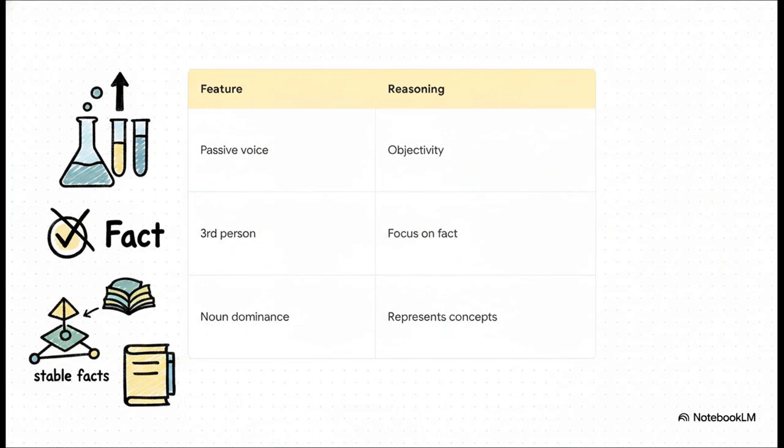Now, what's really interesting here is how we get down to the skeleton of the language. Check out this breakdown. Why use the passive voice? Why write in the third person? Why say it was discovered instead of we discovered it? Well, it deliberately scrubs away the author's bias. It pulls the researcher off the stage entirely so the spotlight shines purely on the objective facts. Also, notice how nouns dominate verbs? That's because science is all about representing stable, established concepts.